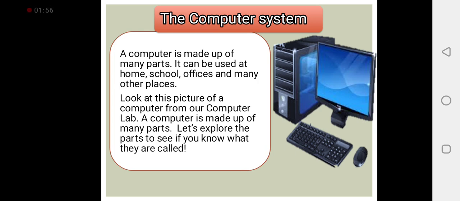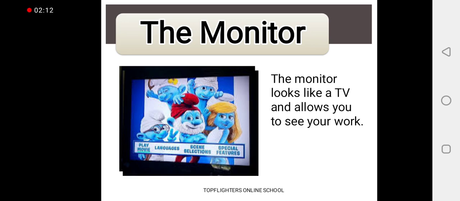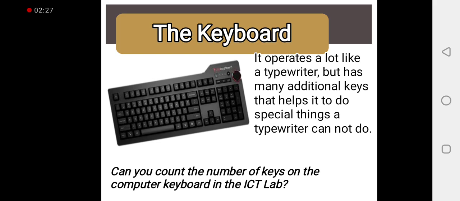Now, computers are made up of many parts, and they are used in schools, in homes, in offices and other places. If you look at the picture on the screen now, you can see that we have four important parts of a computer: the system unit, the monitor, the mouse, and the keyboard. Now let's talk about the monitor. It looks like a television and allows us to see whatever we are doing on the computer. Without the monitor, we cannot see whatever input is being sent from the keyboard or the mouse.